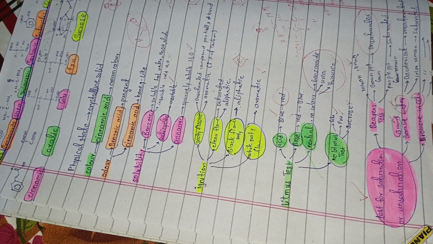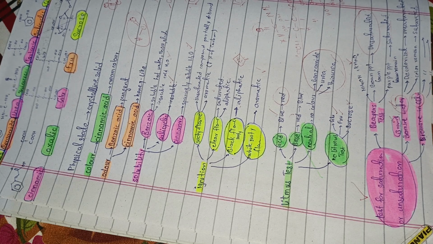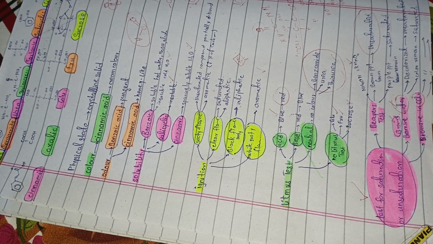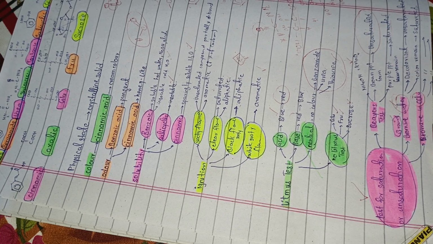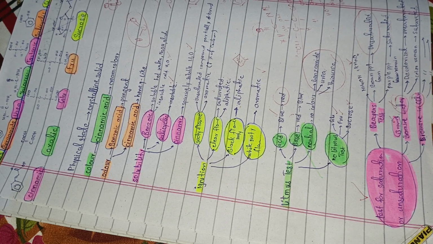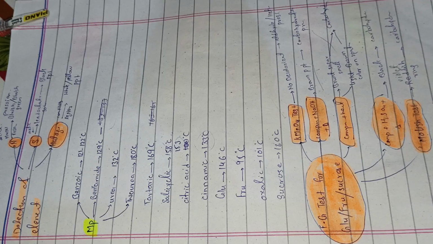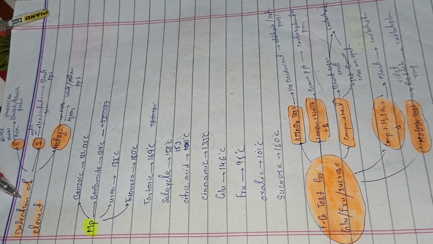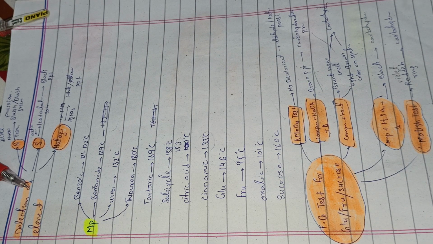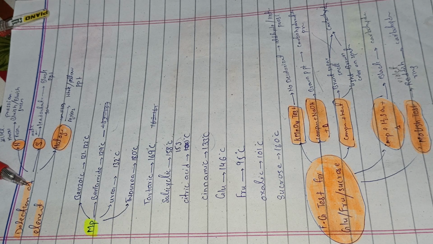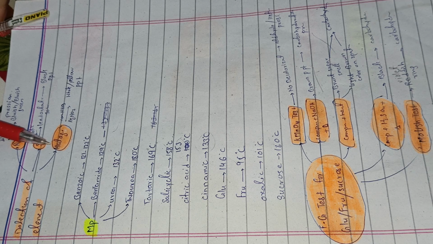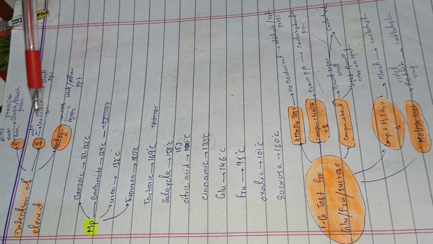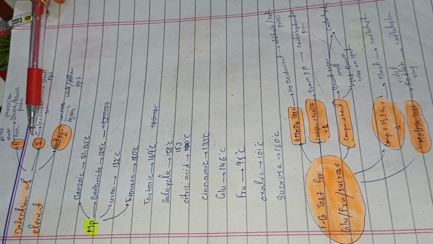Okay, I hope that you will understand this concept. So now we will discuss how you are going to detect elements from it. Now I move on to the next page. Now we are going to perform the test for the detection of elements. In this compound we have to detect only three elements: first nitrogen, sulfur, and then halogen. So you have to perform the test for the detection of all three elements.